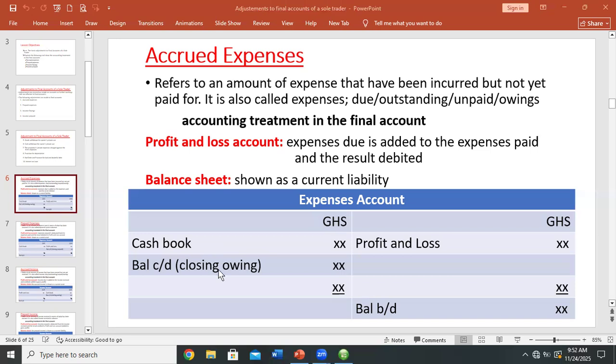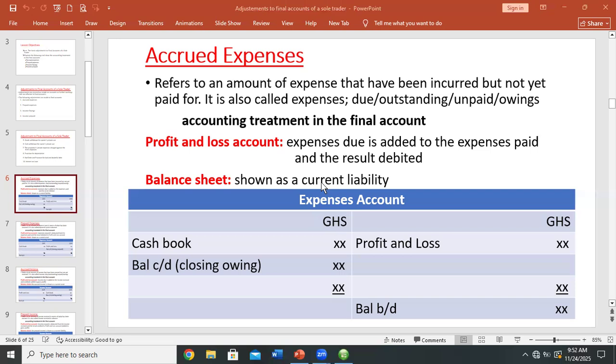But because that owings is a liability, we carry it down to the next period. So it's a carry down here added on to the amount we have paid. And the total will give us how much expense we are taking to profit and loss account. In the balance sheet, you show it as a current liability. So you appreciate why expenses accrued were under current liabilities.